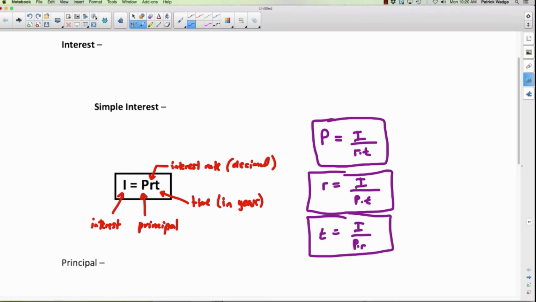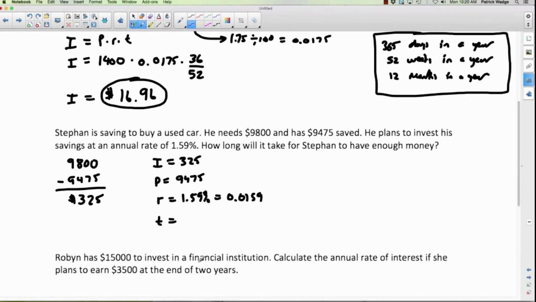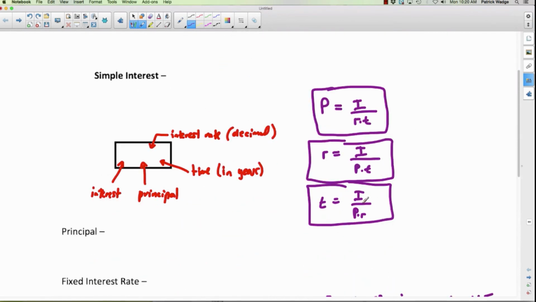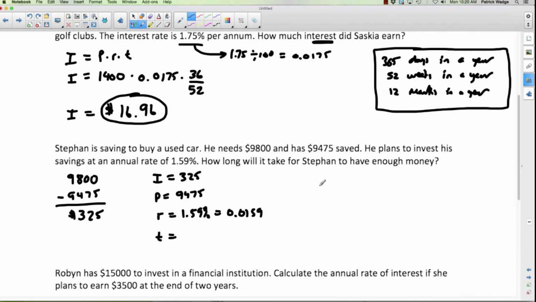So in this case, the question we're doing right now, we are trying to find T. We don't know what T is. So we need this bottom formula right here: T equals I divided by PR. So I'll write that here. T equals I divided by P times R. So let's fill in what we know. We don't know T. We know I. It's $325. Divided by P, which is $9,475. Times R, we're going to use the 0.0159.